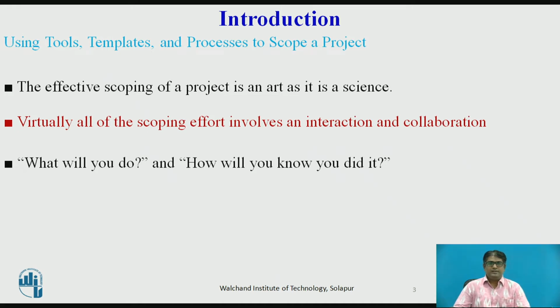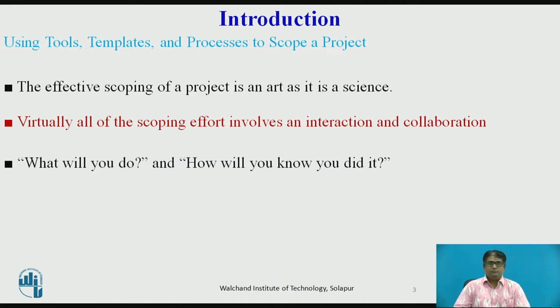Here, using tools, templates and processes to scope a project. The effective scoping of a project is as much an art as it is a science. A number of tools, templates, and processes can be used during the scoping effort, and they are all precisely defined and documented. Here, the science of scoping is knowing your client, your organization's environment, and the market situation, and how to adapt the tools, templates, and processes is part of the art of scoping.